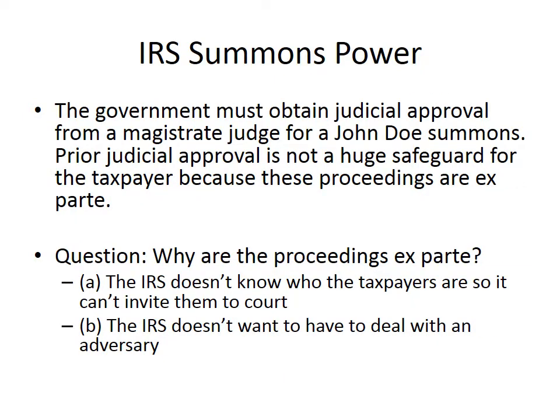Now, let's go back to something we've talked about here already. The government must obtain judicial approval from a magistrate judge for a John Doe summons. And I'm sorry, actually this is a new concept. The government, again, must obtain judicial approval from a magistrate judge for a John Doe summons. The prior judicial approval is not a safeguard for the taxpayer. And why do you suppose it's not a safeguard for the taxpayer? Well, for the simple reason that the IRS doesn't know who these taxpayers are, and they can't be hauled into court or brought into court to defend against this summons. So it's basically like having an empty chair.